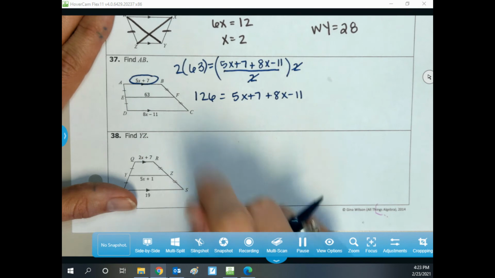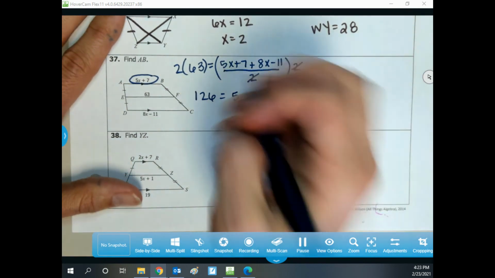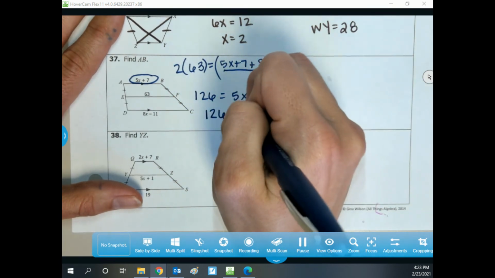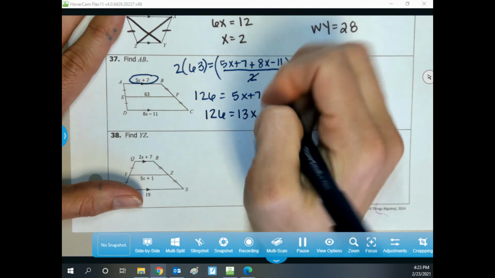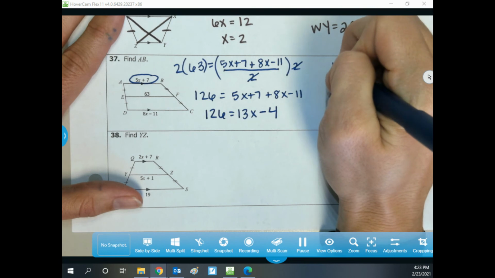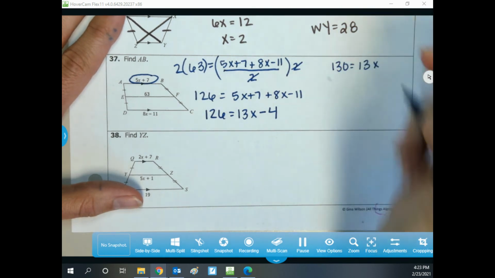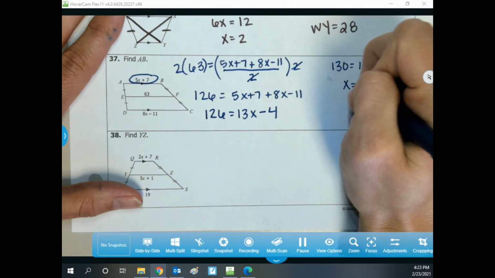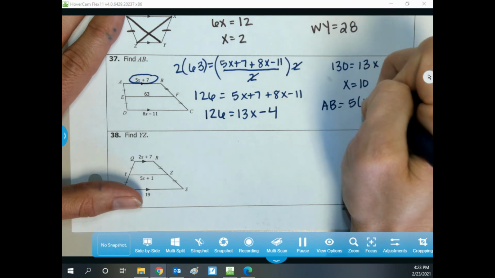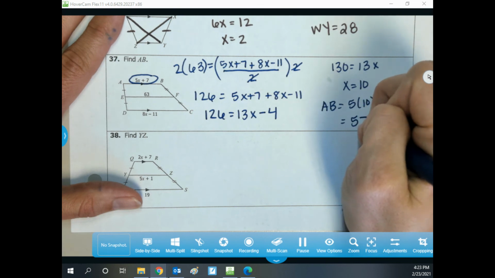Go ahead and solve that for x and plug it back in to find AB now. So we should have gotten 126 is equal to 5x plus 8x is 13x. Plus 7 minus 11 is minus 4. Add 4 to both sides, and you should get 130 equals 13x. Divide by 13, and x equals 10. But we're not done yet. AB equals 5 times 10 plus 7. That's 50 plus 7, which is 57.